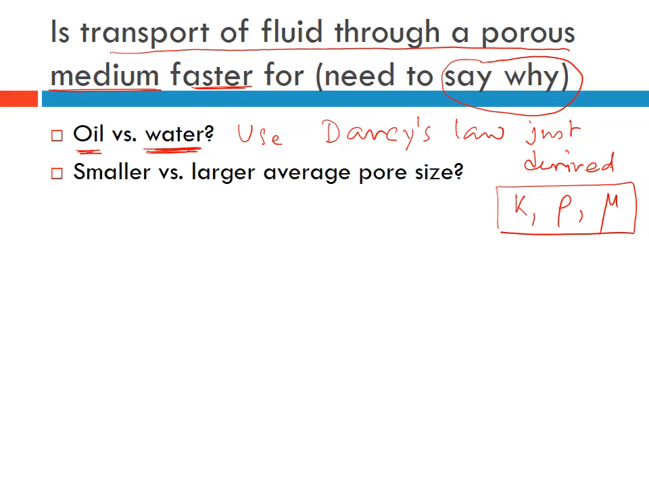Likewise, if you have pores that are on an average larger pore size, basically amounting to higher porosity, larger pore size, why would fluid flow through it faster or slower? I need you to check for yourself using the same formula that we just derived, thinking of the flow through porous media as a bundle of tubes.